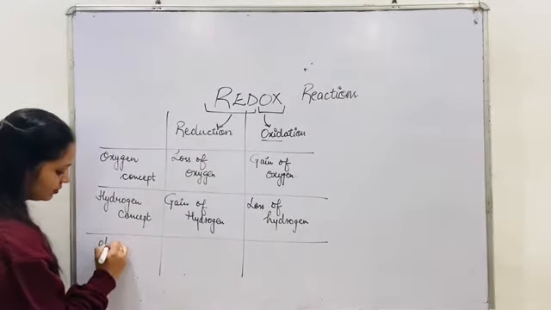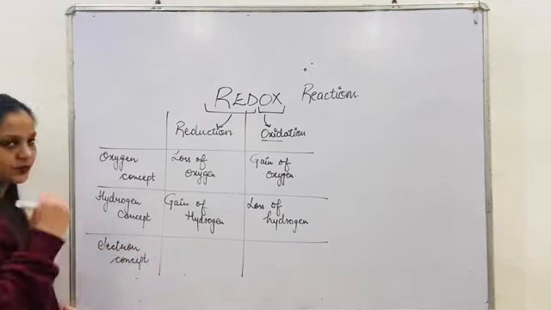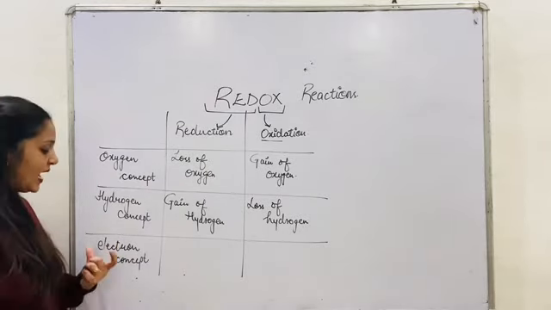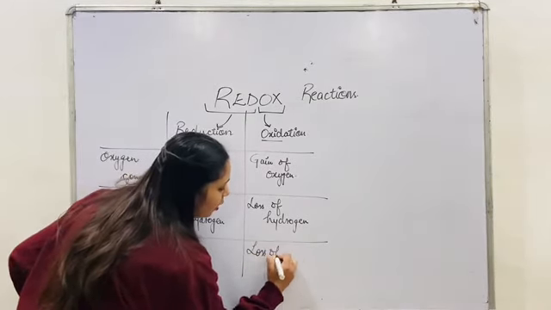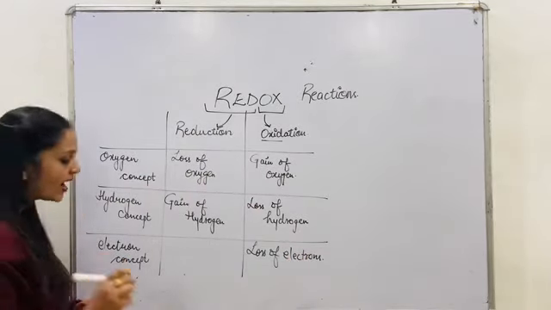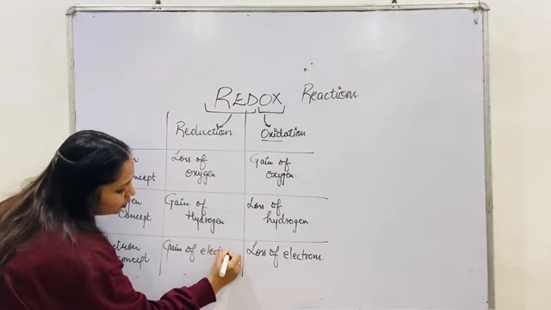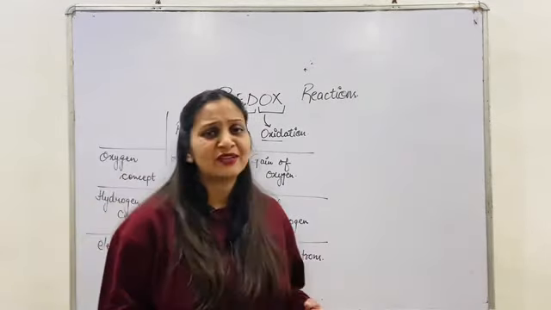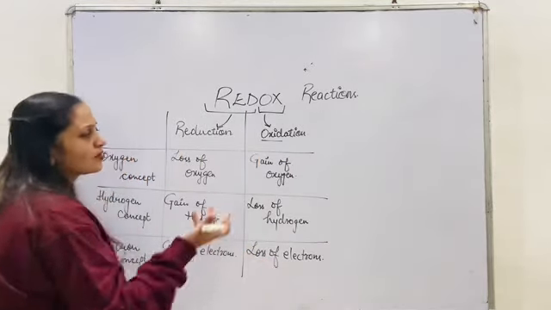Now the third concept is the electron concept. What is the electron concept? The electron concept states that loss of electrons is oxidation while gain of electrons is reduction. Now students often say that ma'am, it's quite confusing for us to remember whether loss or gain of electrons is oxidation.